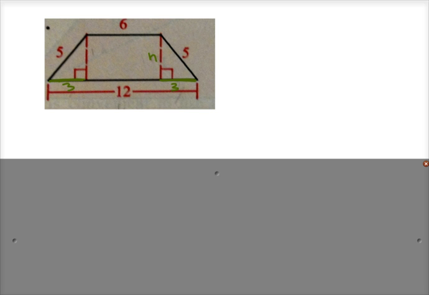So what's the height of one of these triangles? Well, I can do Pythagorean theorem, 3 squared plus h squared equals 5 squared, or I notice that it's a Pythagorean triple, 3, 4, 5, so the height is 4. So now for my final answer.